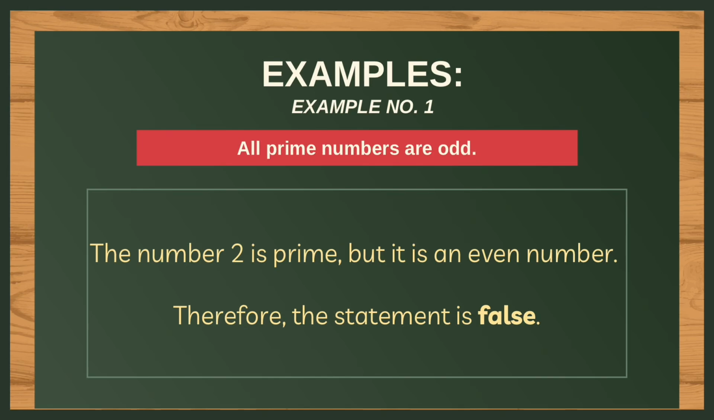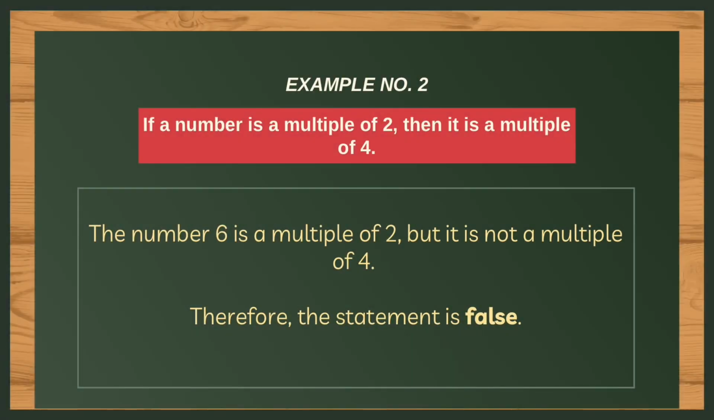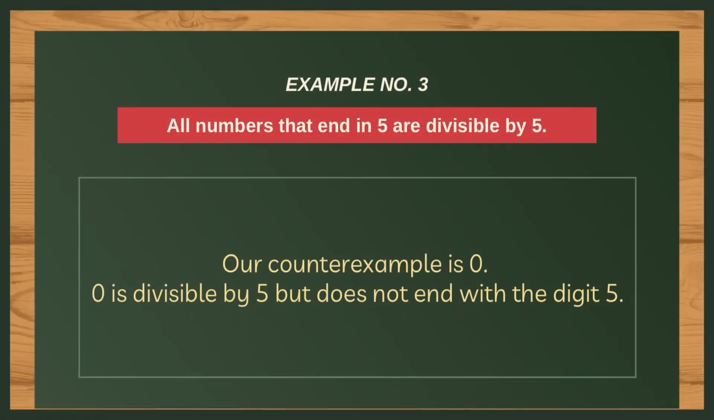Example number 1. All prime numbers are odd. The number 2 is prime, but it is an even number. Therefore, the statement is false. Example number 2. If a number is a multiple of 2, then it is a multiple of 4. The number 6 is a multiple of 2, but it is not a multiple of 4. Therefore, the statement is false.